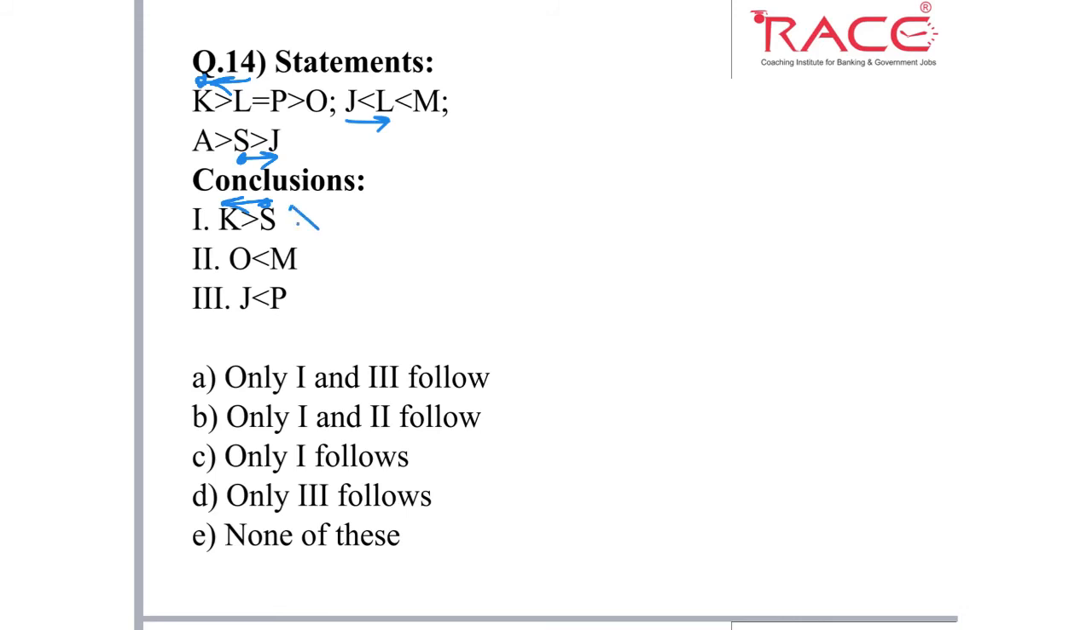So directly we say this does not follow. Next, from O to M. Okay, this does not follow. From O to M, O is in the first statement and M is in the second statement, and L is connecting them. So from O to L, no opposite face, and L to M, no opposite face.